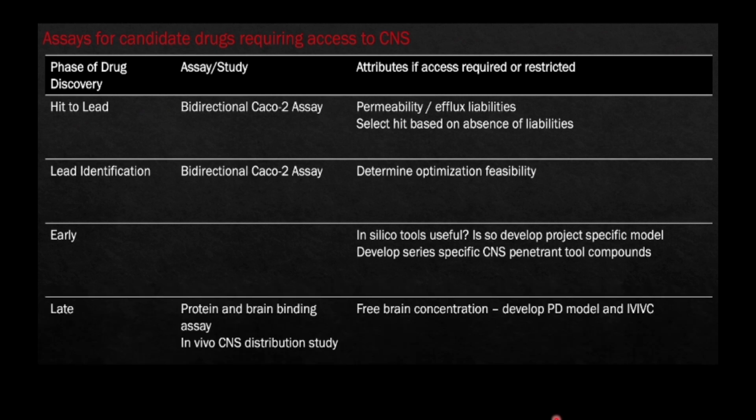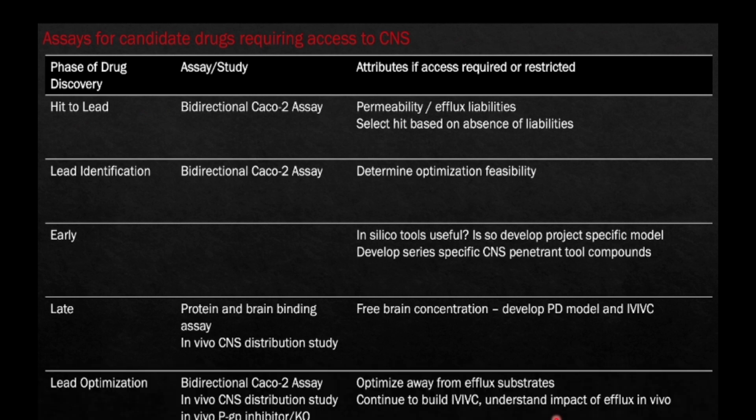For late phase, we can then look at the protein-brain binding assay, so an in vivo CNS distribution study. Here we're going to look at the free brain concentration and develop a PD model and also an IVIVC. And for the lead optimization, we can use the bidirectional Caco-2 assay, in vivo CNS distribution study, as well as the in vivo P-glycoprotein inhibitor and knockout studies. And here we'll optimize away from the efflux substrates and continue to build the IVIVC and understand the impact of efflux in vivo.